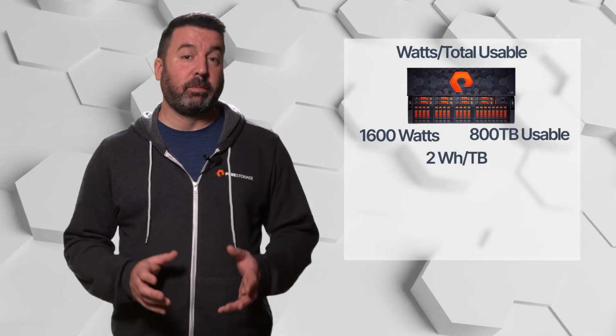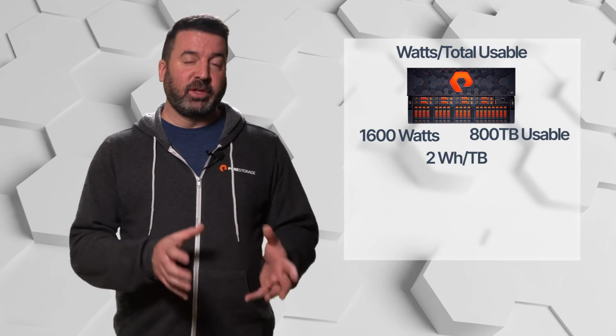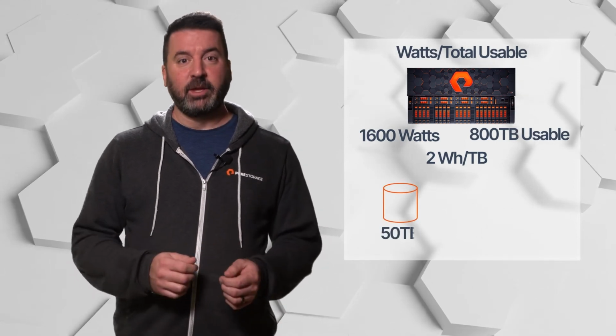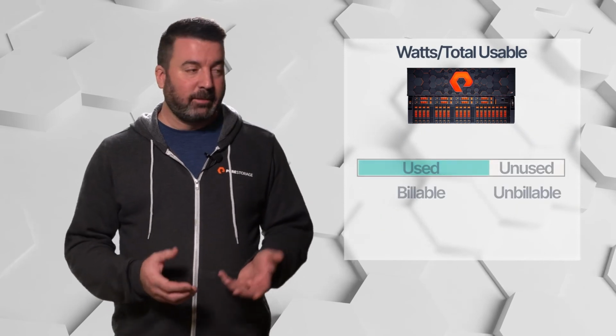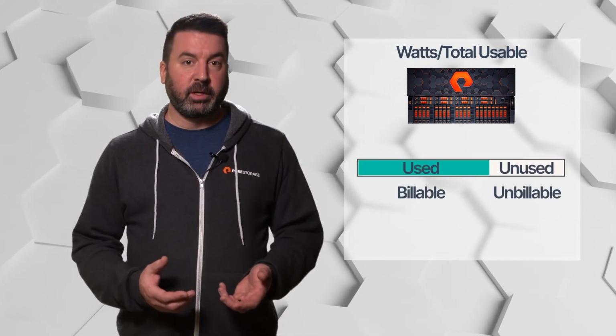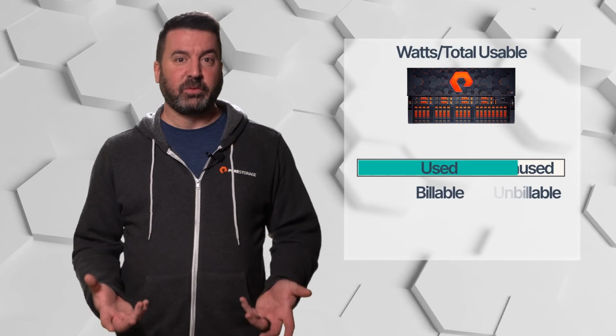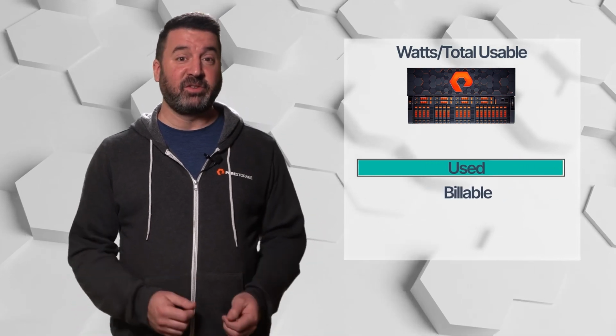So instead, what we can do is we can use the watts per total usable capacity, which is calculated for us by Pure1. And using this as our base rate, we just multiply it by the amount of capacity provisioned or used for each consumer. And yeah, this means you're going to be carrying the burden of unused capacity, but that's just another reason for you to be maximizing the utilization of your arrays.